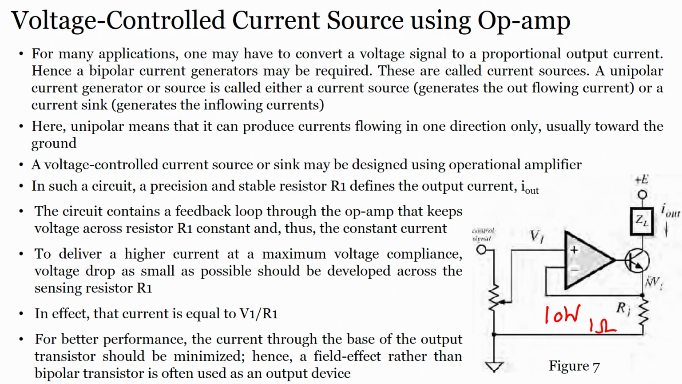If you come on the screen, you see that for many applications one may have to convert a voltage signal to a proportional output current. This is nothing but V2I, a voltage to current converter. Hence, bipolar current generators may be required. We require current, so current generators are required. These are called current sources.